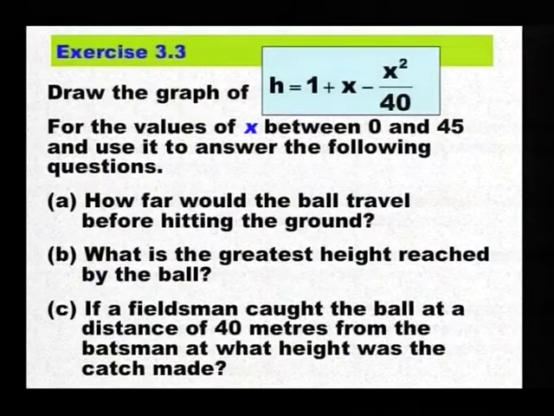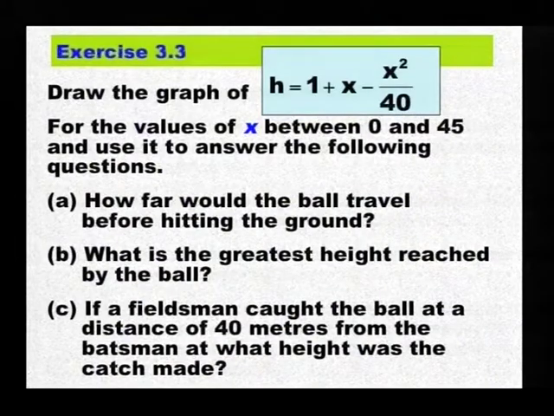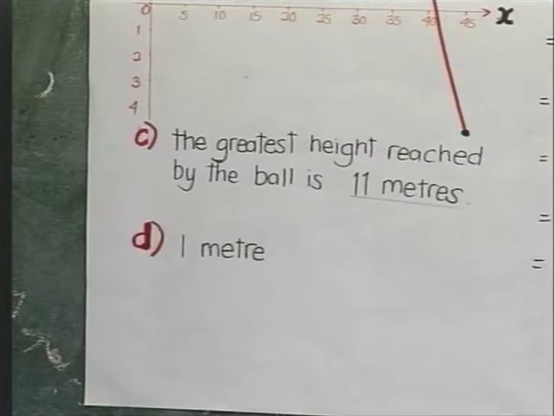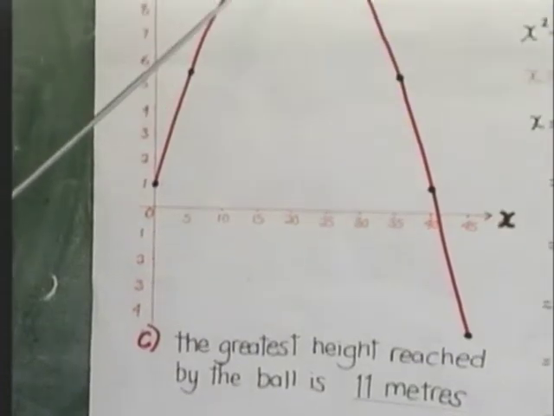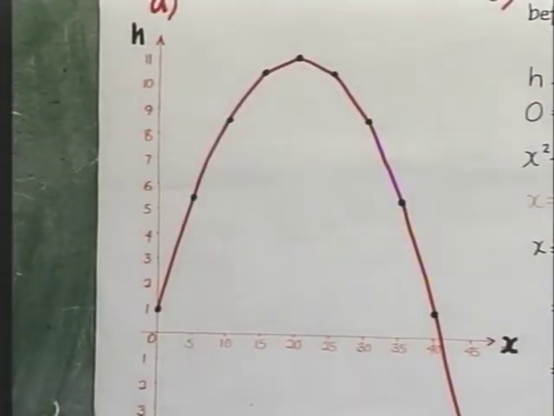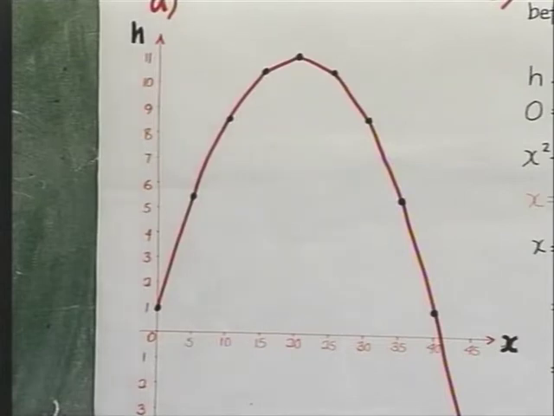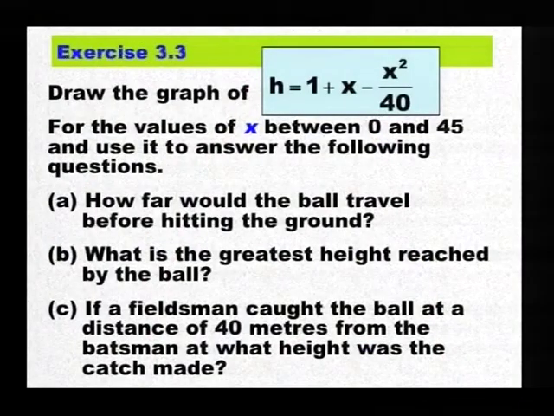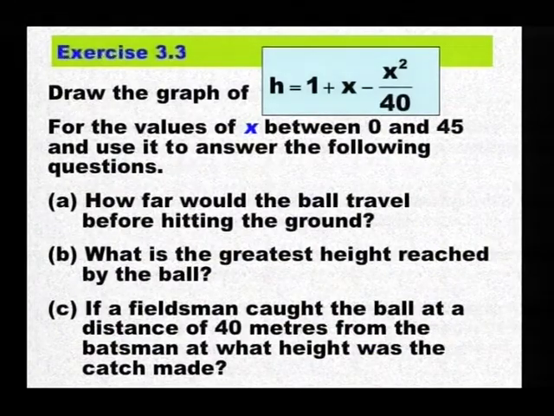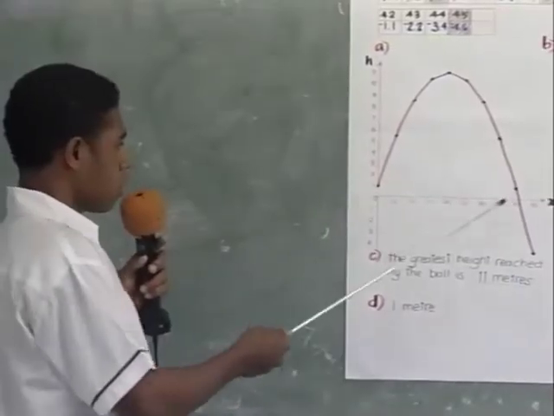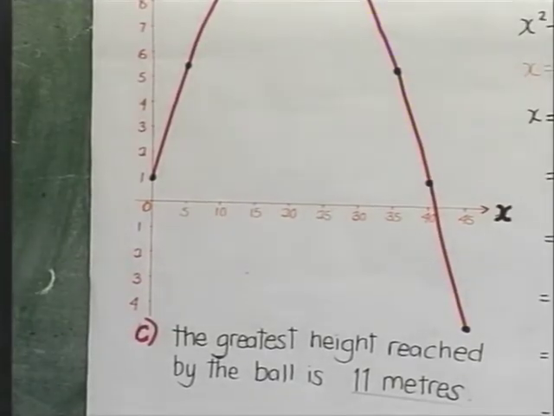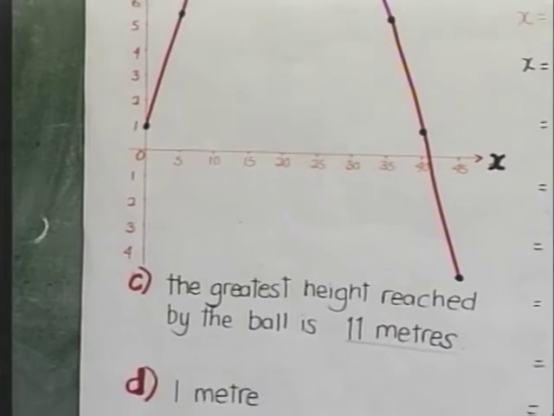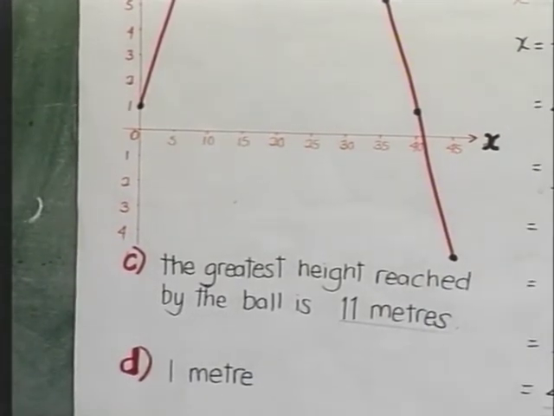B, what is the greatest height reached by the ball? The greatest height reached by the ball is 11 meters, which is the vertex or the turning point. C, if a fieldsman caught the ball at a distance of 40 meters from the batsman, at what height was the catch made? The catch was made at 1 meter. What? 1 meter. Is that all?